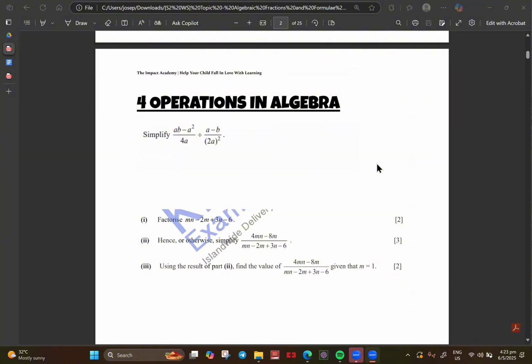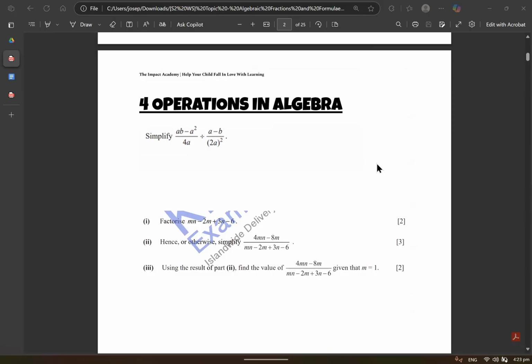Now, as you can see over here, the first question says that I want you to simplify (AB minus A squared) over 4A divided by (A minus B) over 2A squared. So the first thing that I will do is to remember that when it comes to fractions, especially when it comes to division, we always have to adopt something called the keep, the change, and the flip. This is something that we have learned in primary school.